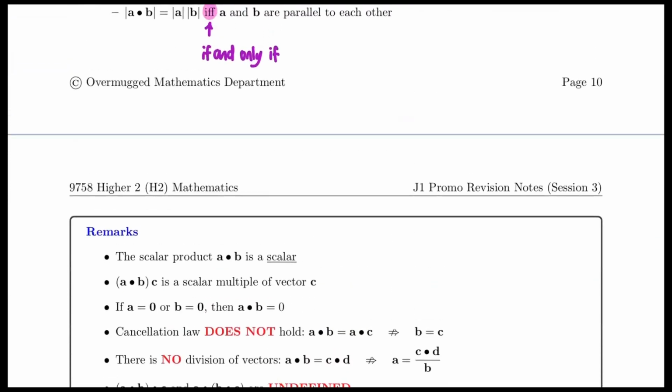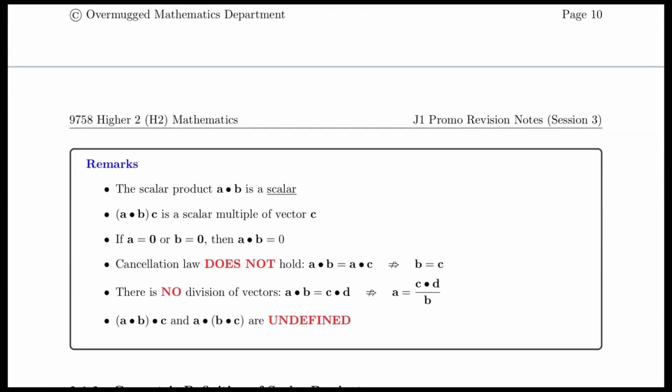Okay, let's talk about a few things here that are pretty important. If I remember correctly, the second and third bullet points are pretty important. A dot B with a C on the outside, I hope you can see that this becomes a vector. Why? Because A dot B is a numerical value, a scalar, and then your C becomes a vector. So that is a vector.